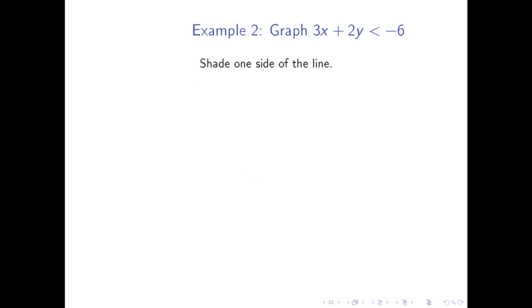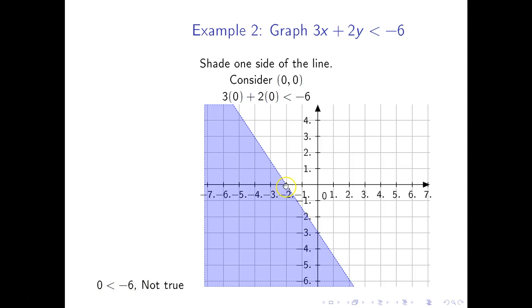So if you pick 0, 0, plug it in. 3 times 0 is 0, and is 0 less than negative 6? Hopefully you're like, well, no. I'd rather have $0 than owe someone $6. So what that actually means is we're not going to shade that area, we're going to shade the opposite side of the line. It's a way of testing: if it's correct, we get to use that area. If it's not correct, we move on to the next region.